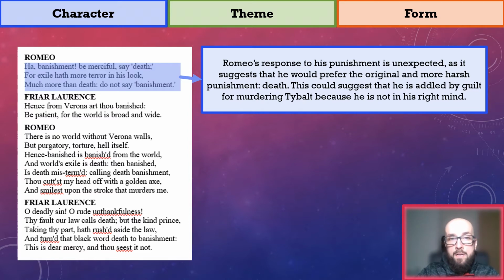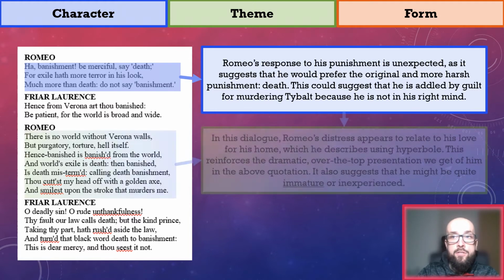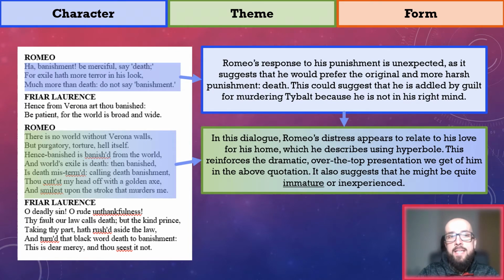In his subsequent dialogue, we get the impression that Romeo's distress relates directly to his love for his home, which he describes in hyperbolic terms, equating it to the world itself and everything outside of Verona's walls as being hell. Not only does this reinforce the over-the-top, dramatic impression we get of him when he states that he would prefer death to banishment, but it might also suggest that Romeo is quite immature or inexperienced, given that he naively thinks his hometown is the only place in the world worth being in. Romeo does not, in these lines, appear to be someone who has seen much of the world.